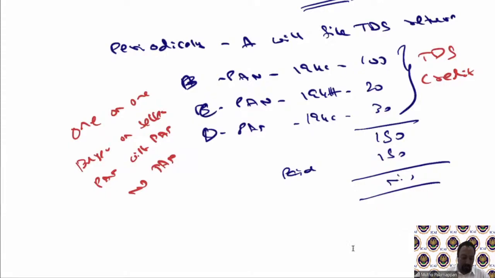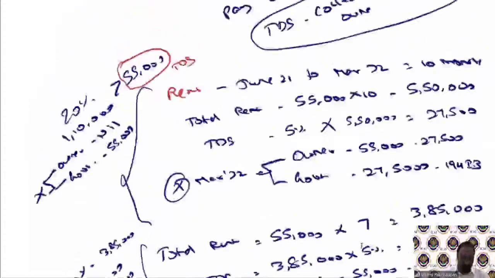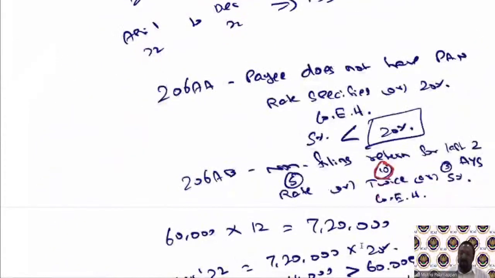So that is about TAN, and about 206AA and 206AB. See, when the payee does not have a PAN, the rate specified or 20%, whichever is higher, needs to be deducted. So for 194IB, it is 5%, which is less than 20%. So the rate becomes 20%. 206AB is non-filing of return for the last two assessment years. In that case also, the rule is twice the rate specified or 5%, whichever is higher. So you take 10%. We have a separate slide for this, so I'll not explain much more in this.